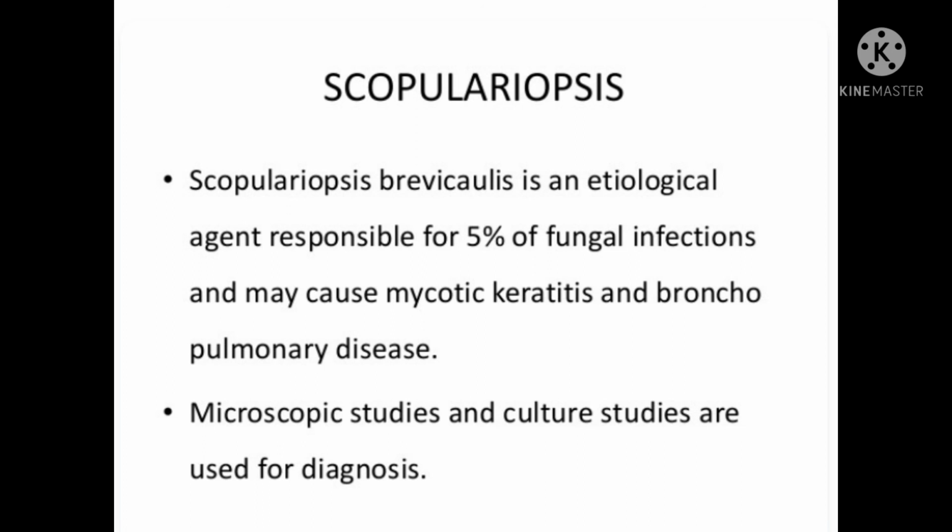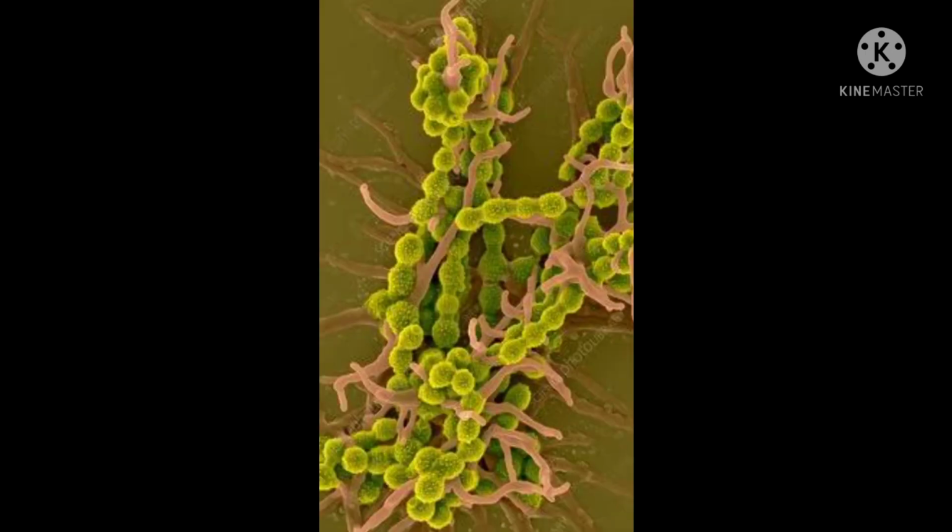Those oral agents are griseofulvin 600 mg twice daily for 12 months, ketoconazole 200 mg daily for 4 months, terbinafine 250 mg daily for 12 weeks, and fluconazole 150 mg per day for 12 weeks. It can also be diagnosed by microscopic studies and cultural studies. In the following figure, we can observe the mass of hypha which causes scopulariopsis.